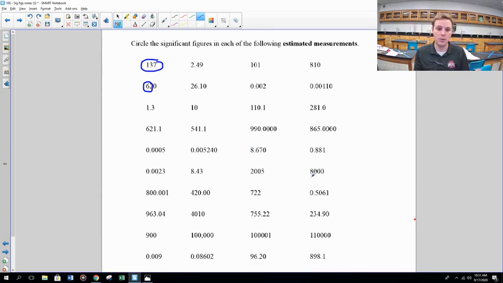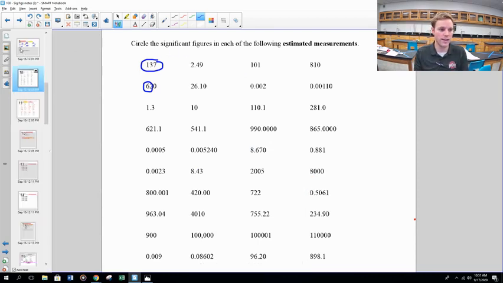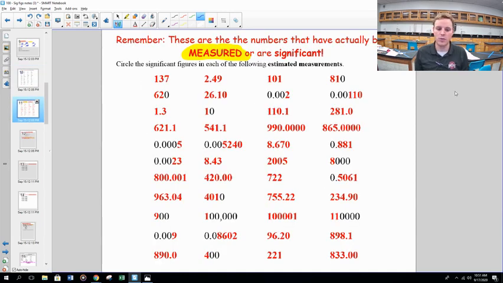Now that you've had some time to work on this worksheet, let's take a look at the answer key. The numbers in red are the ones that are considered significant parts of the measurement, and the ones that remain in the black ink are considered not significant in their measurement. So some ones I'd like to point out here to you. Okay, so check this out.